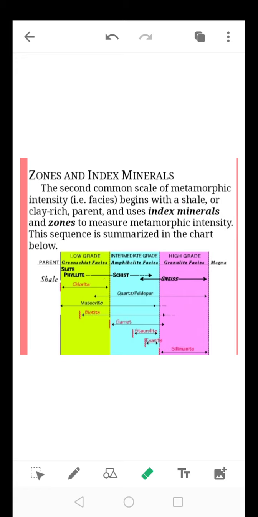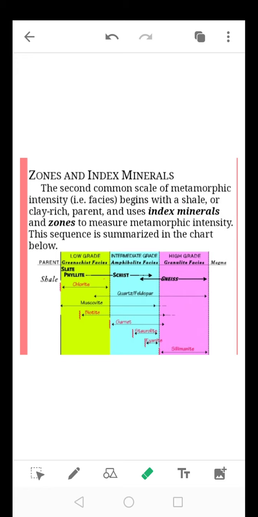Now, you shouldn't confuse the greenschist facies and the greenschist as a rock. Now, remember what we said a facies is. A greenschist is a rock, the amphibolite is a rock, and even the granulite is a rock. But the facies, the amphibolite, the granulite, the greenschist facies, these are the types of the facies.